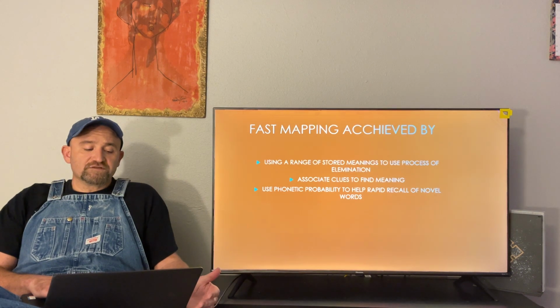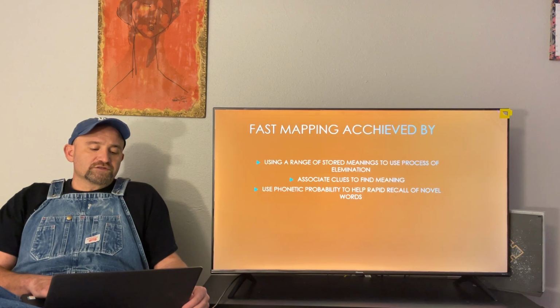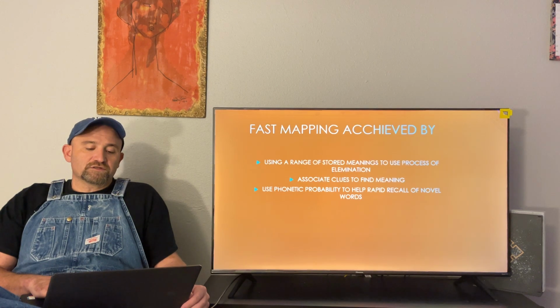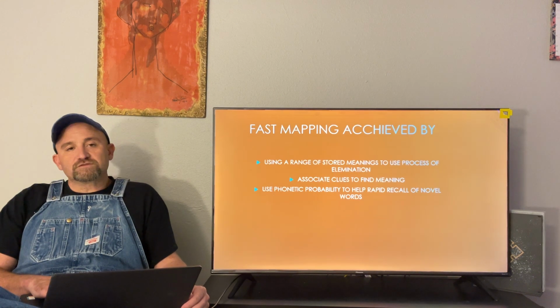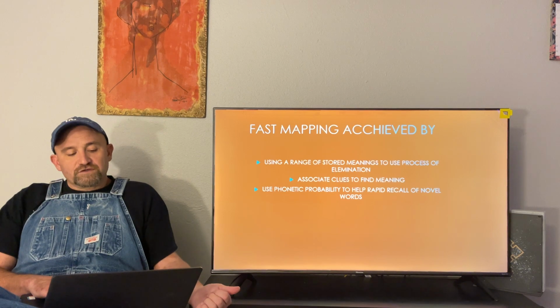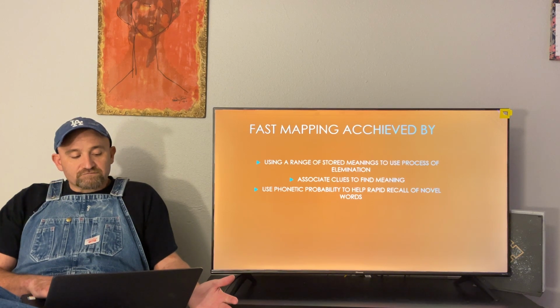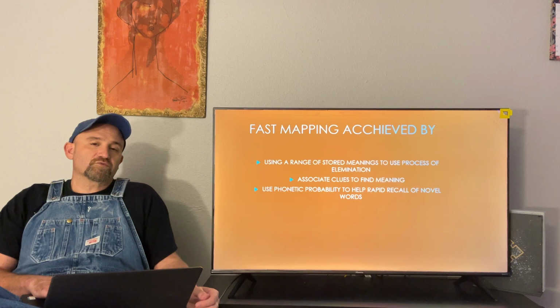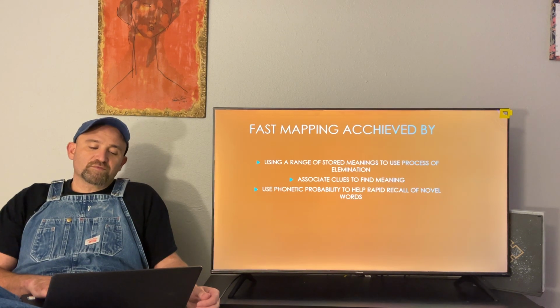Fast mapping is achieved by using a range of stored meanings to use the process of elimination, then associating clues to find meaning. Use phonetic probability to help rapid recall of novel words.